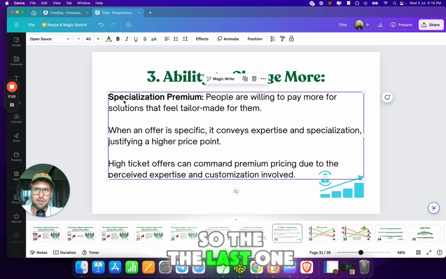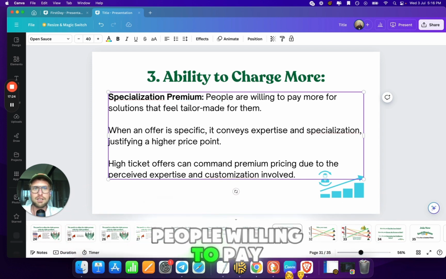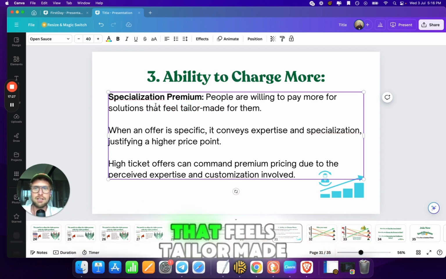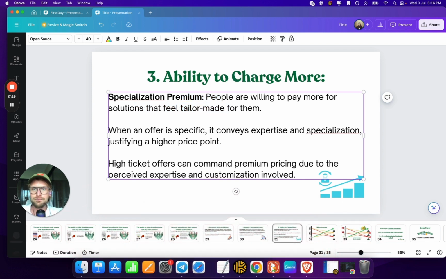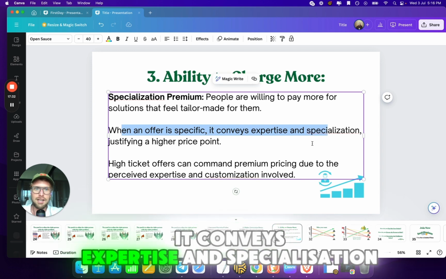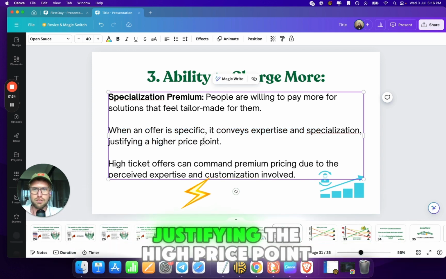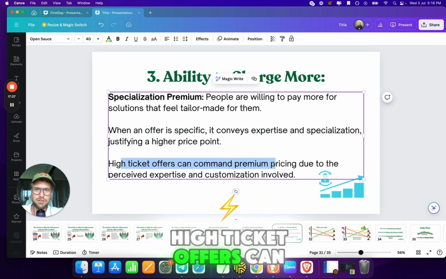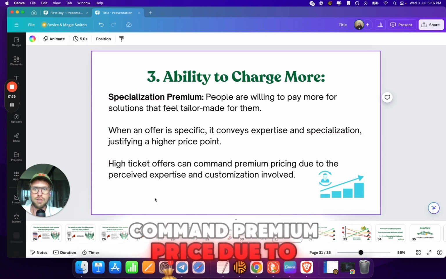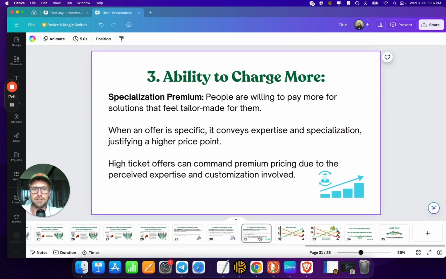So the last one, specialization and premium: people are willing to pay more for a solution that feels tailor-made for them. When an offer is specific, it conveys expertise and specialization, justifying the high price point. High ticket offers can command a premium price due to the perceived expertise and customization involved.